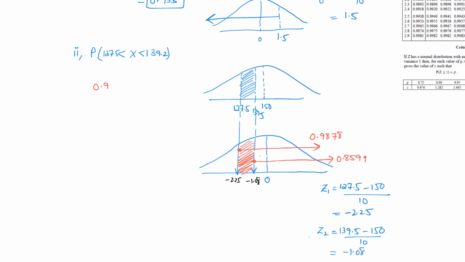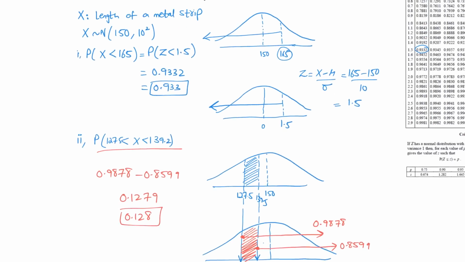So 0.9878 minus 0.8599, and the probability comes out to be 0.1279. So according to three significant figures, 0.128 is the probability of z greater than minus 2.25 and less than minus 1.08, which is the same as the probability of x greater than 127.5 and less than 139.2.